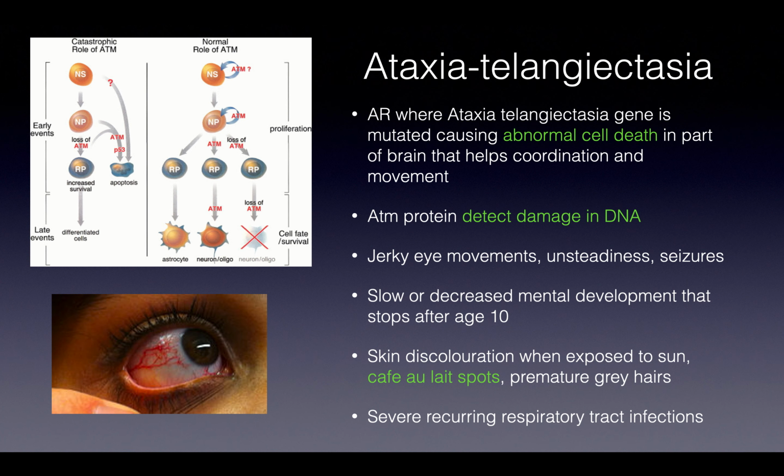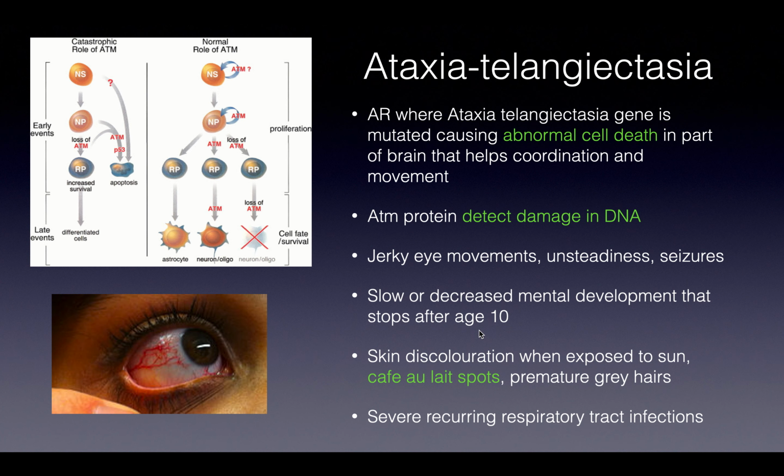Okay, so ataxia telangiectasia is an autosomal recessive disorder where the ataxia telangiectasia gene is mutated. It causes abnormal cell death in the brain that helps with coordination and movement, so that's going to be more in the cerebellum. The ATM protein normally detects the damage in DNA, but if they allow it to continue with the cell death, there's going to be problems with movements, so there's jerky eye movements, also known as nystagmus, ataxia, so unsteadiness, and seizures.